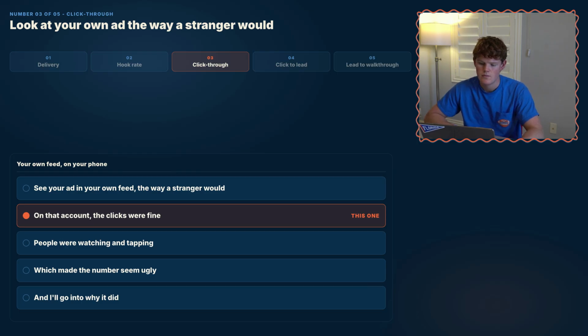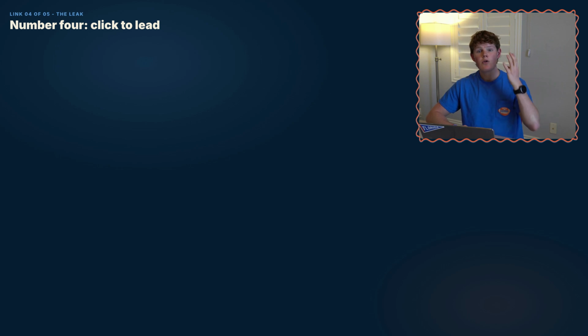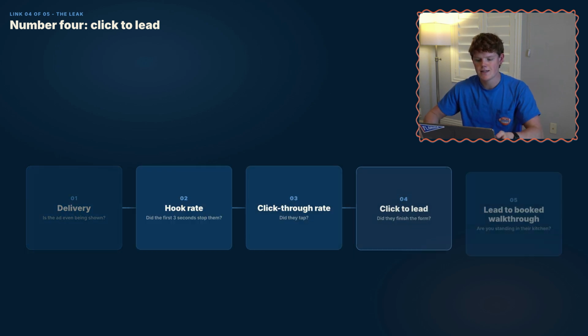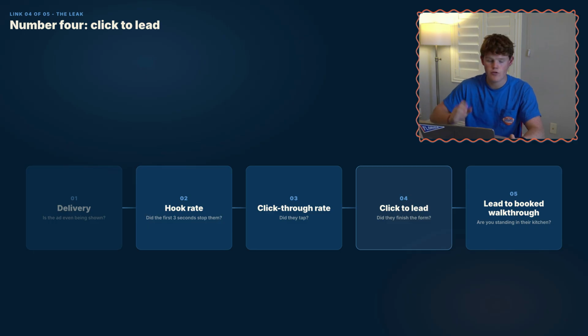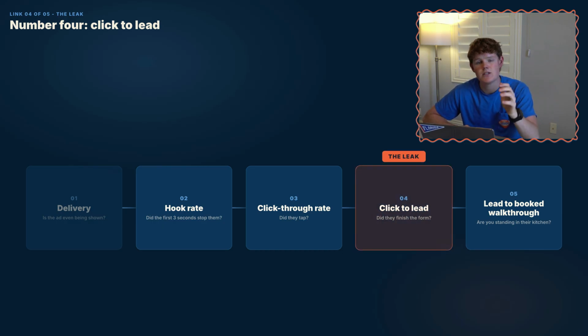Number 4 is click to lead. Of the people who actually clicked, how many are finishing the form? And this is the one that almost nobody looks at. And this is where the $338 mistake was hiding, right?